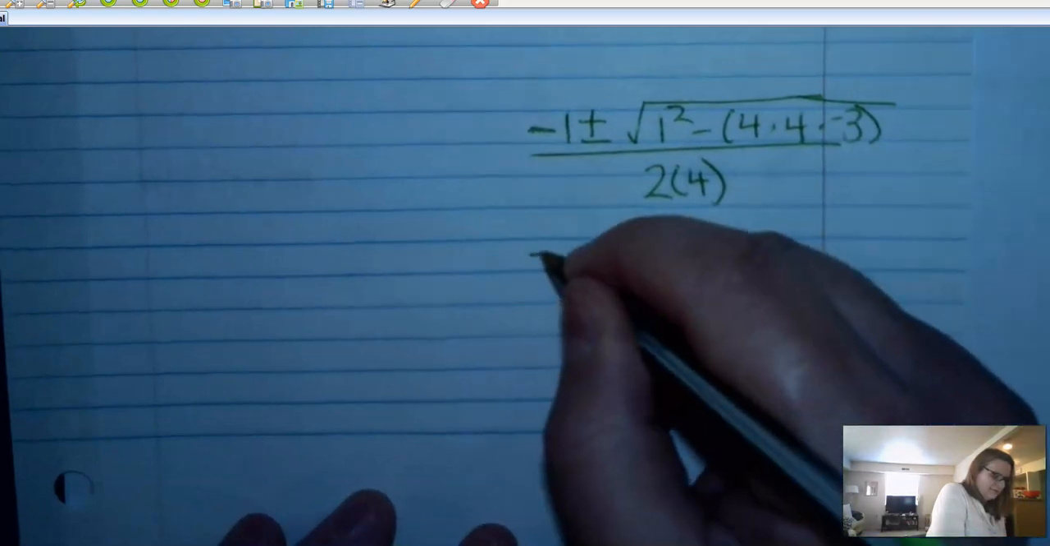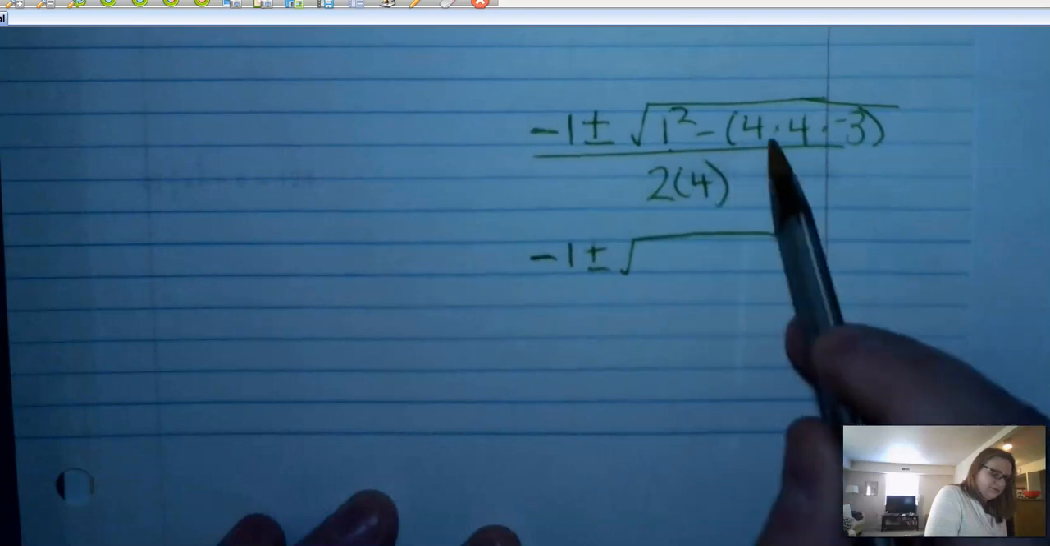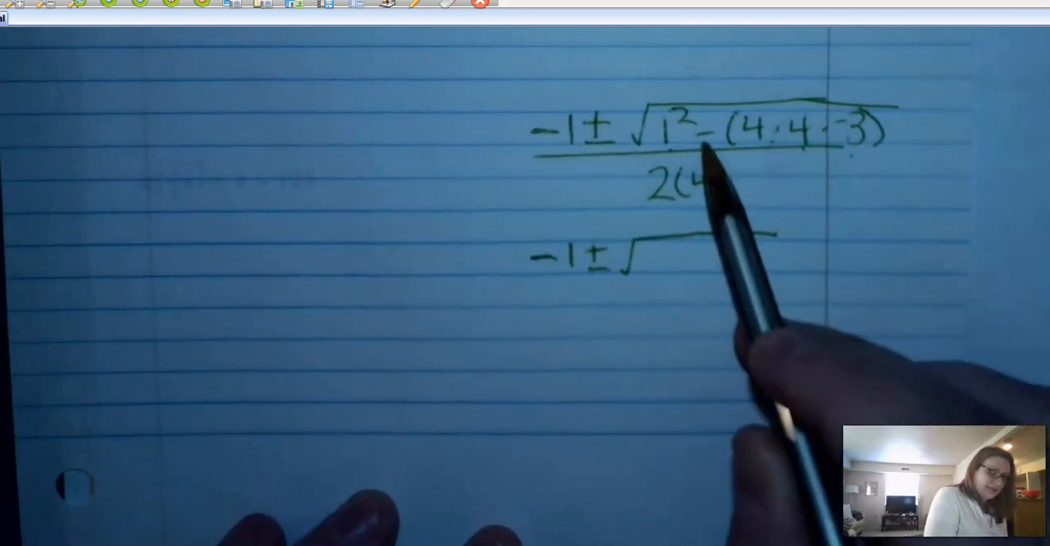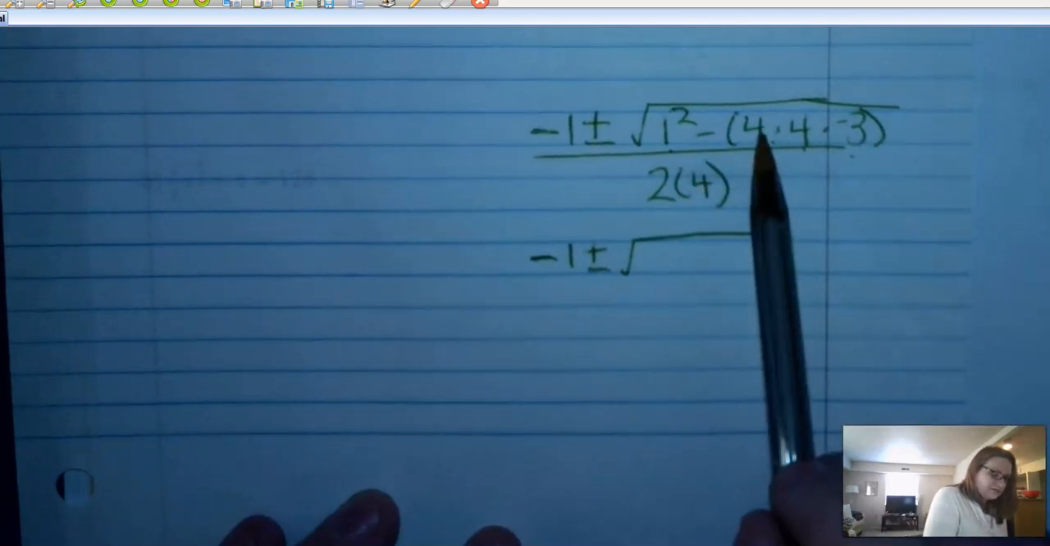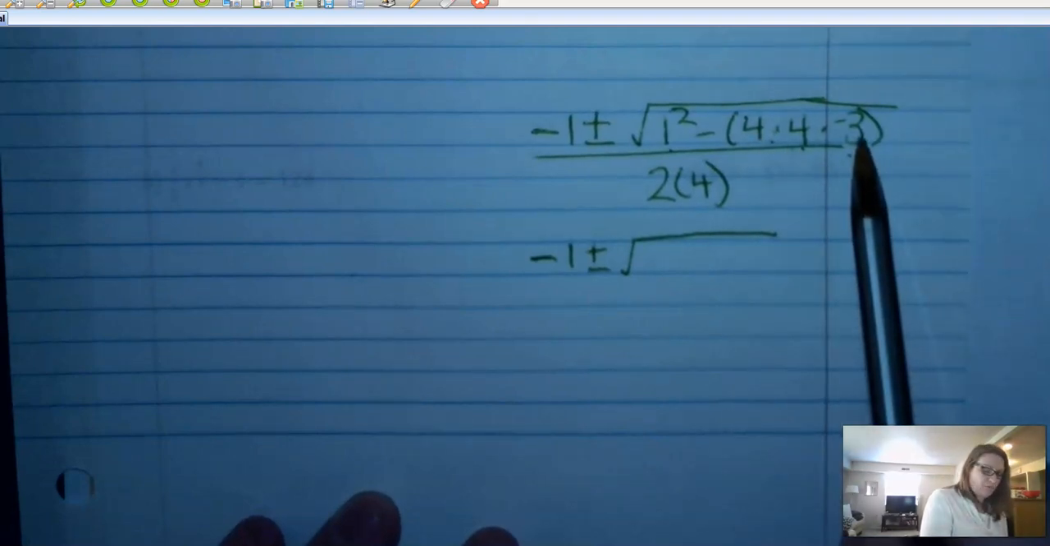All right, so I got -1 plus or minus the square root of 1 squared, 4 times -3. This is going to end up being a minus a negative. 4 times 4 is 16, times -3 is -48.